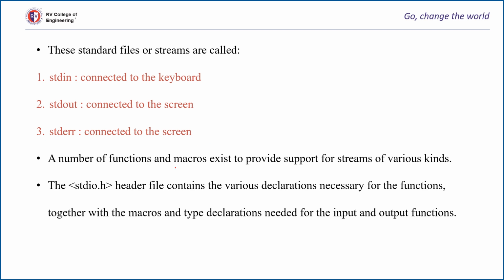There are a number of functions and macros which help to operate these streams. These macros or functions in C programming are declared in a header file called stdio.h. stdio stands for standard input output. .h is a header file, right?